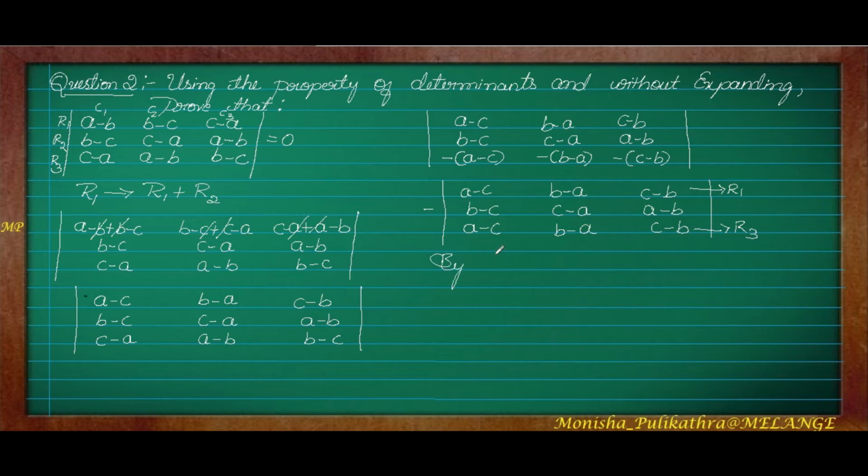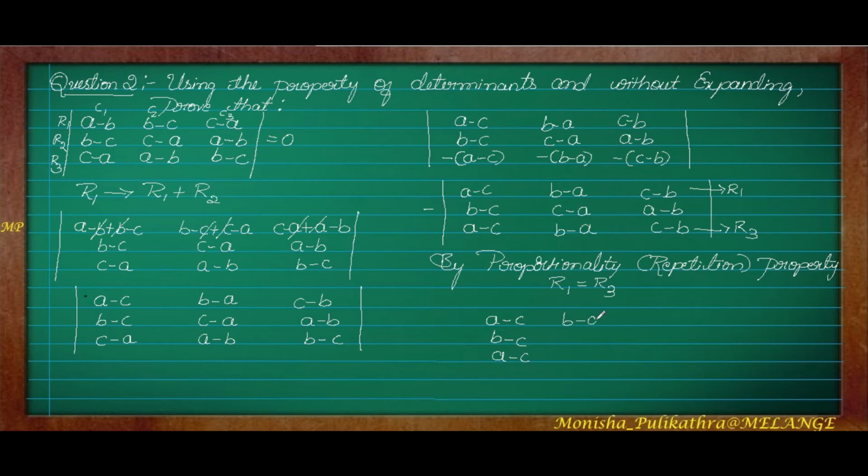So by proportionality or repetition property. The repetition property says that if any two columns or any two rows are identical to each other, then the determinant is equal to 0. Here two rows are equal, so R1 is equal to R3. If two rows are equal, then this determinant will be equal to 0.